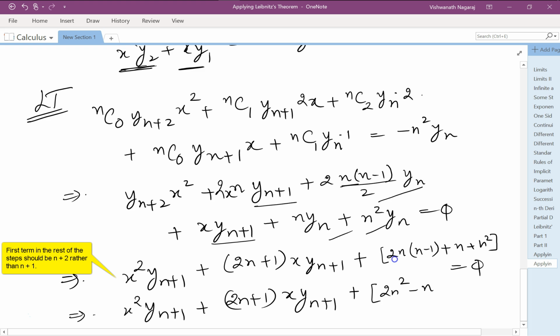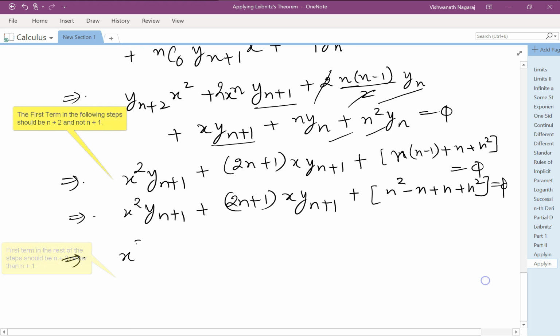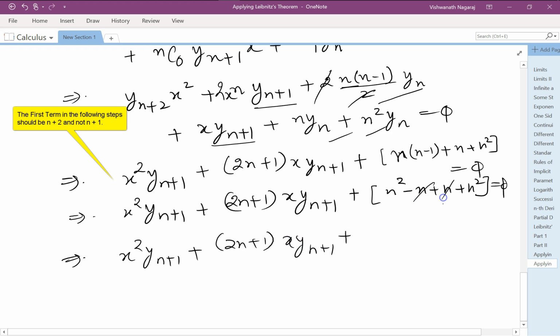Now this 2 is not required here. Why? Because this would have got cancelled here. I missed that. Okay, so now this becomes n square minus n plus n square. x square y_(n+2) plus (2n plus 1) x y_(n+1) plus these two get cancelled.